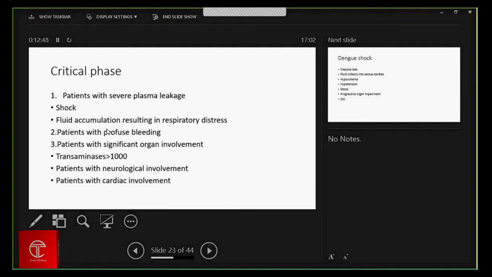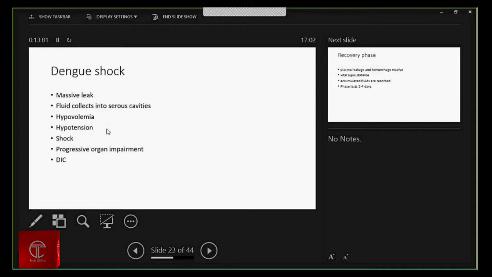Again, multi-organ involvement. LFTs would be raised. Patients can have neurological involvement like seizures, encephalitis. Patients can have cardiac involvement like myocarditis and CCF. Dengue shock is the critical phase where the patient will have massive leak, again hypovolemia, hypotension, shock, progressive organ involvement, and DIC.